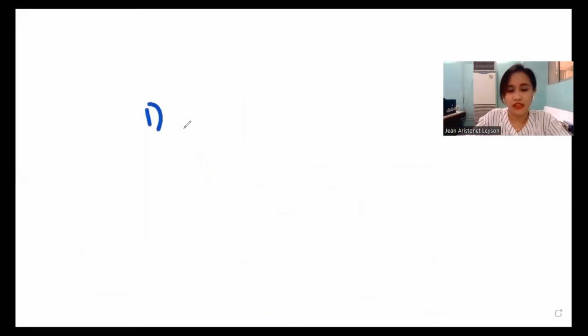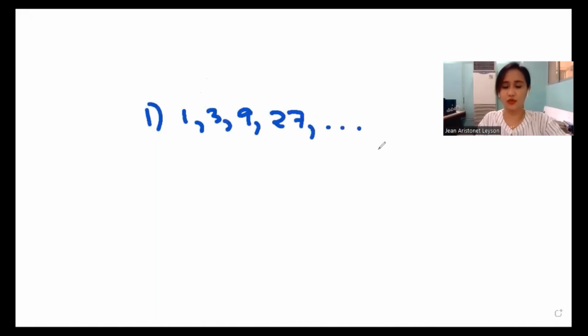So let's have set A. For example, we have the set of numbers 1, 3, 9, 27, and so on. So first, try to identify what type of sequence is given. Is it arithmetic? Is it geometric?